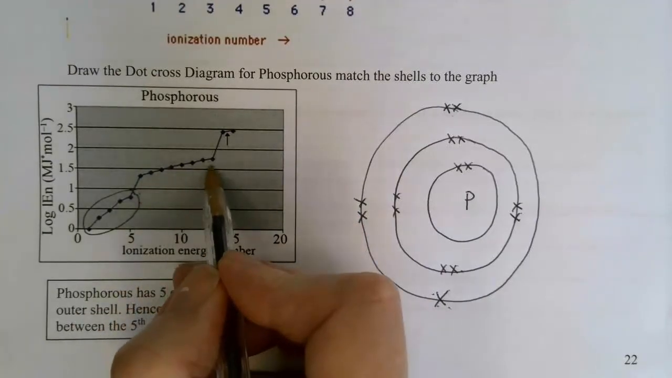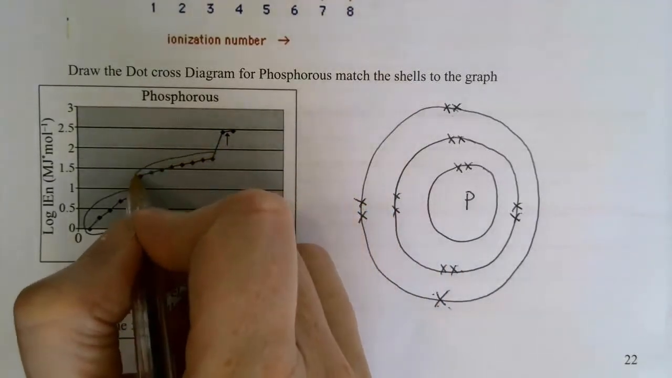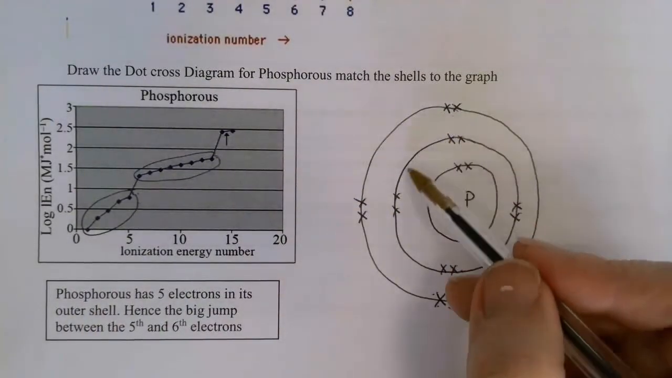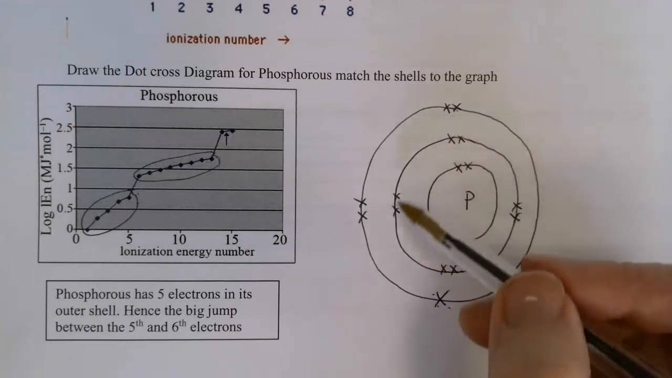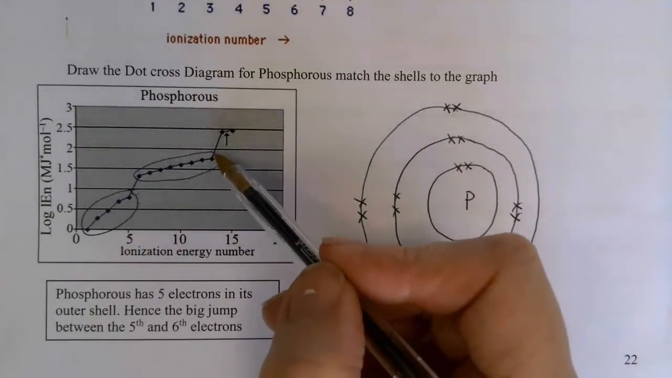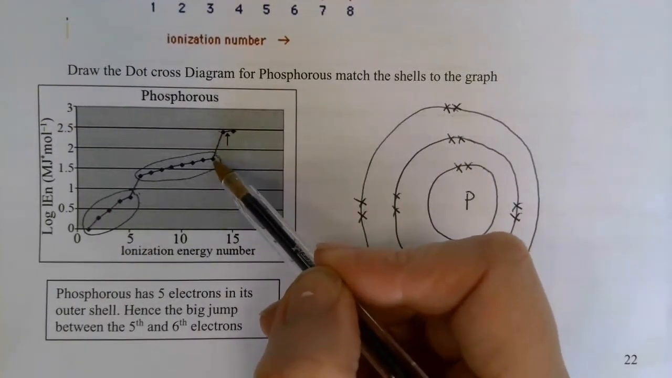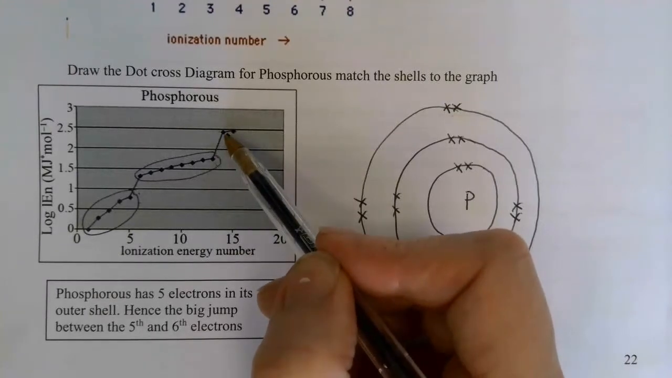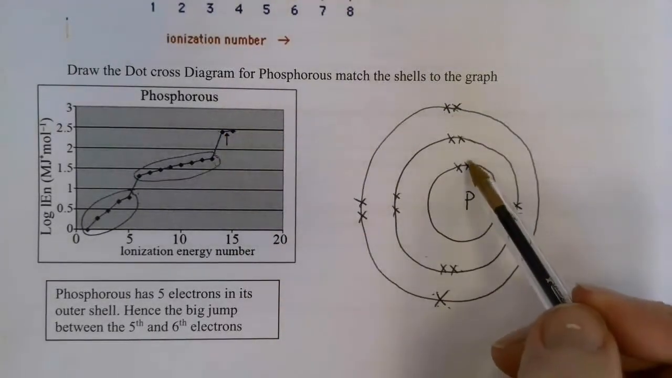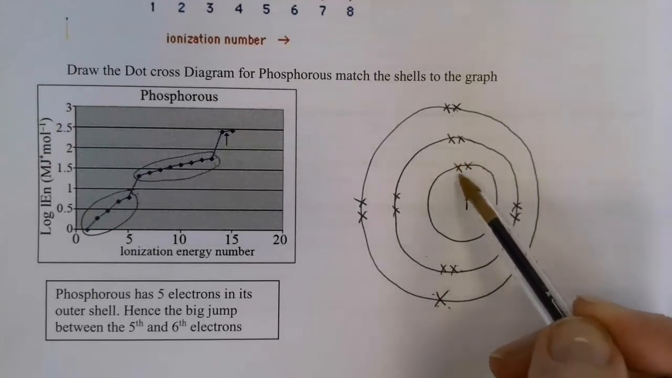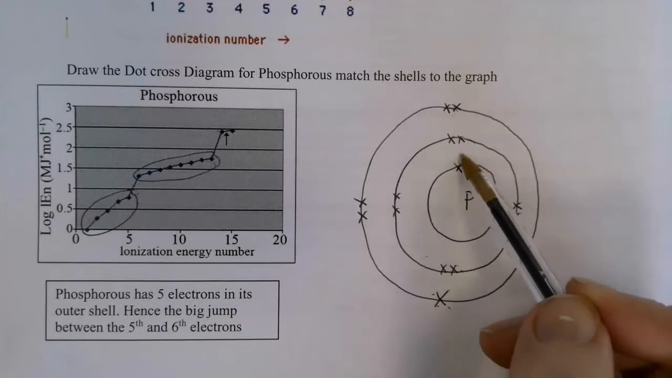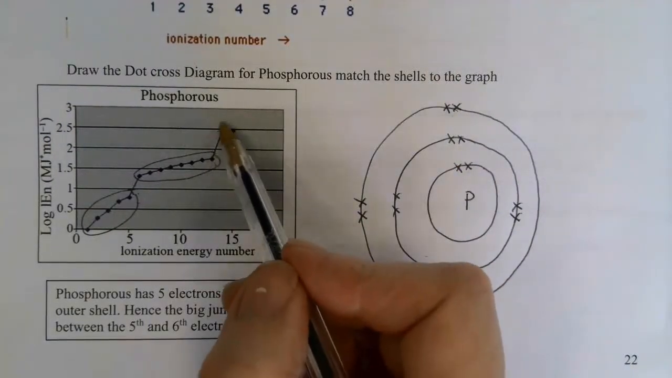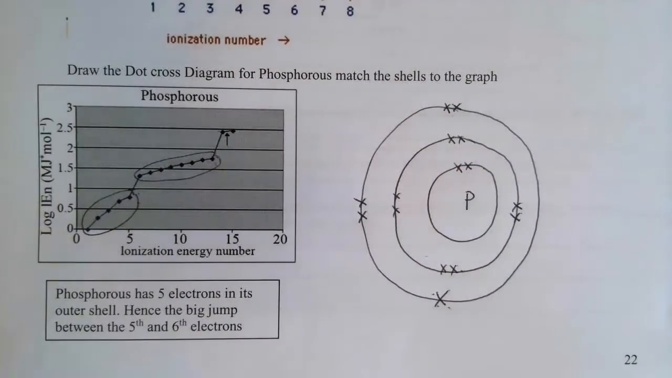Then we have another 8 electrons. They are here, and those represent the 8 electrons in this middle ring in principal quantum shell 2. And then there's another big jump here between the 13th electron being removed and the 14th electron being removed. That's because the 14th and the 15th electrons being removed are these 2 electrons closest to the nucleus, so they require the most amount of energy to remove.